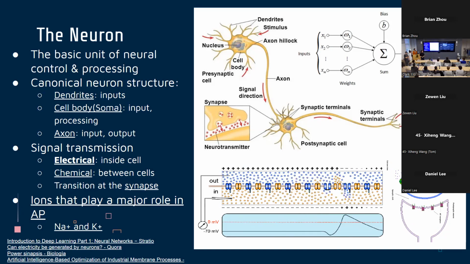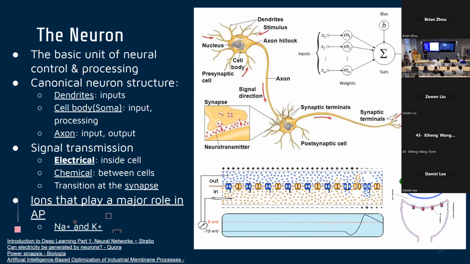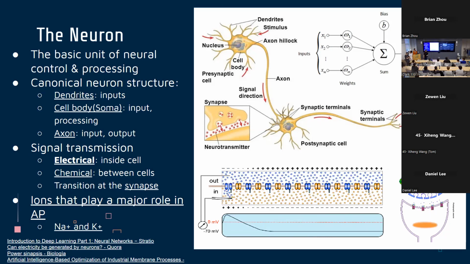Real neurons may not always be the canonical neuron. They can have whatever kinds of shapes and sizes. But for our understanding for now, just keep in mind, the dendrites are the input. So a neuron can have multiple inputs. The cell body collects all of the inputs from the dendrites and somehow sums it up and processes it in whatever way.